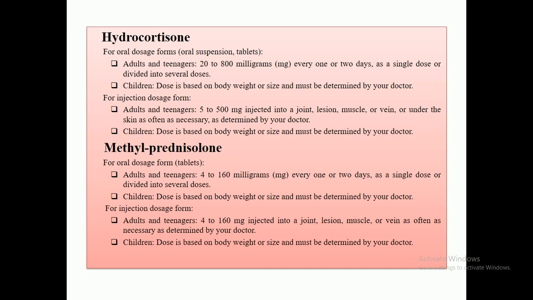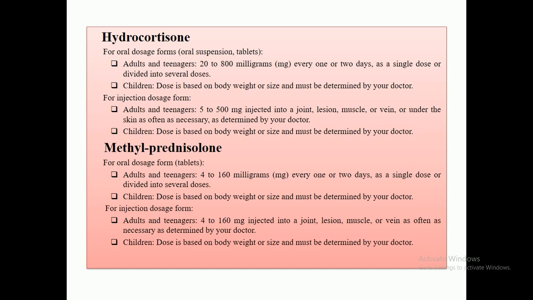So there are some formulas. Through these formulas you can easily find out the dose calculation. Inshallah, in my upcoming lectures, I will calculate and make it easy for my students, for facilitation. And for children, as we have discussed, the dose depends upon the body weight and size.